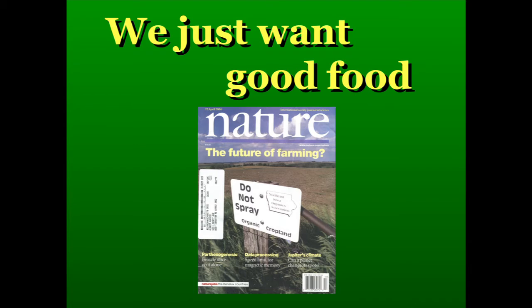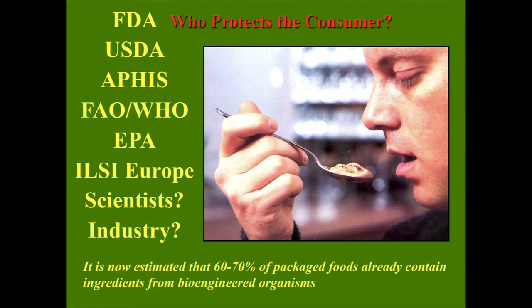And then we balance this against food safety. We just want good food, the public demands. What is the future of farming? Large mega farms or small local produce, seasonally grown? And who protects the consumer? Here is a list shown on the left of organizations that are involved with consumer protection and regulation of these crops and the environmental issues resulting.